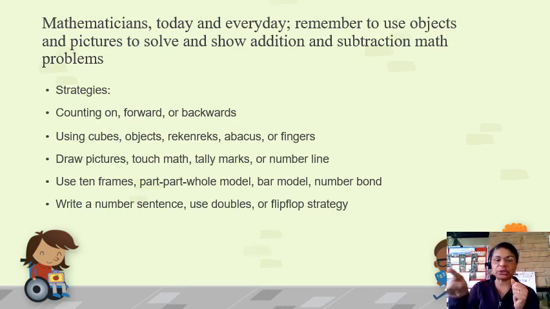You could do the touch math. You could do tally marks or a number line. You could also use your 10 frame, your part whole model, your bar model, or your number bonds, which is another way of showing the part whole. You could also write your number sentence. You could use doubles, or if the first number is bigger than the other one, then you just flip them. Okay, so that is it for today.